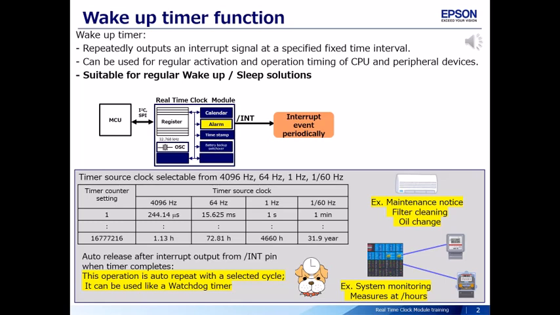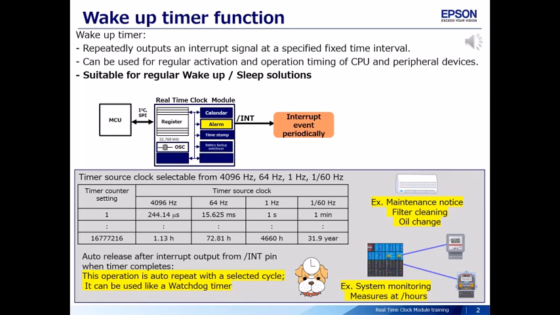It can be used for regular activation and operation timing of the CPU and peripheral devices. This feature is suitable for regular wake-up and sleep solutions. The wake-up timer interrupt function generates an interrupt event periodically at any fixed cycle set between 244.14 microseconds and 31.9 years.